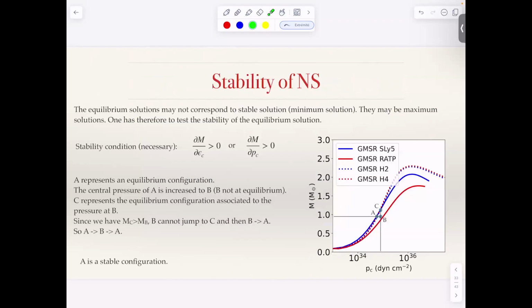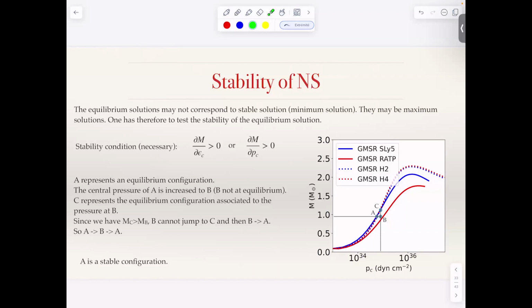Okay. So the first question is whether the solution that you obtain is a stable solution. I will discuss a necessary condition. It's not enough, but at least it is a prerequisite that tells you whether your system is stable.